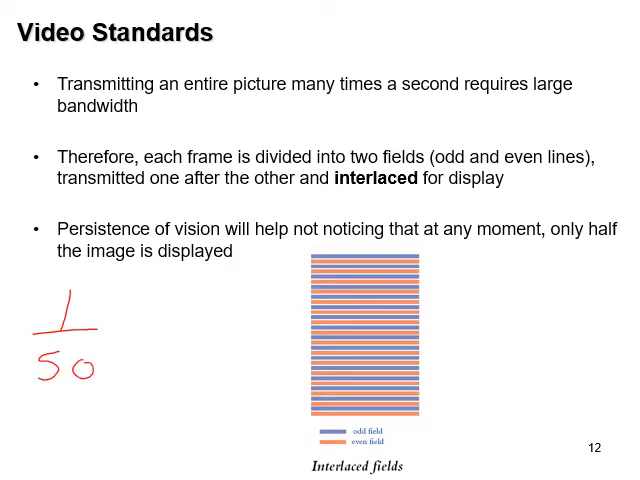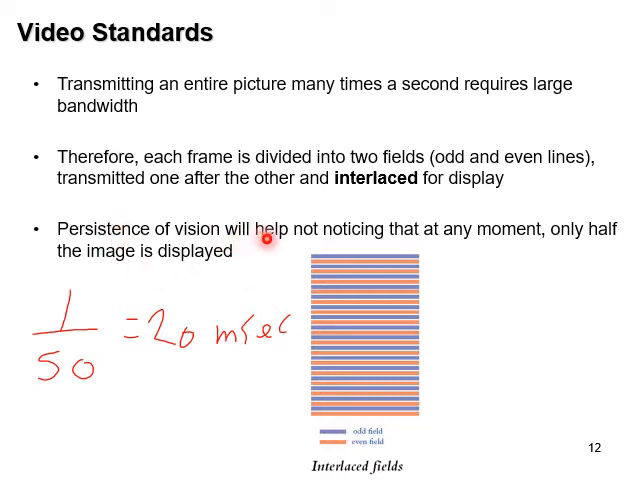Okay, so this would be 1/50, which is 20 milliseconds. So every 20 milliseconds you get a new frame. This is a very, very short amount of time, you wouldn't even feel it. So the first time point, we're displaying the odd field, the odd lines only, and then 20 milliseconds later, we are receiving the even lines and displaying them. And we keep doing this, odd, even, odd, even.